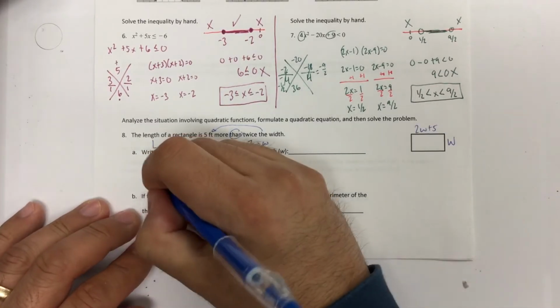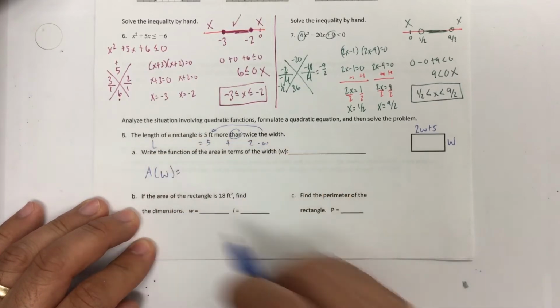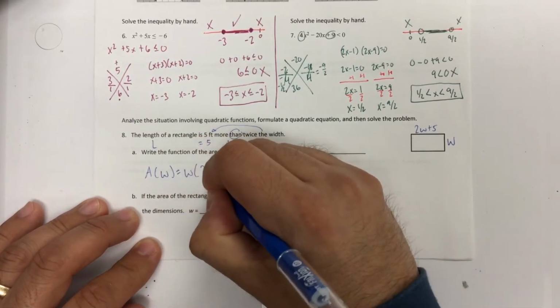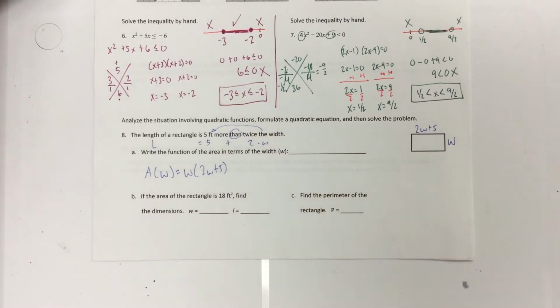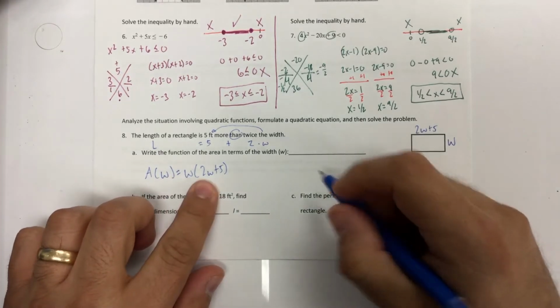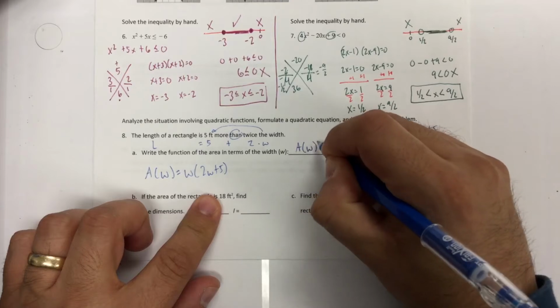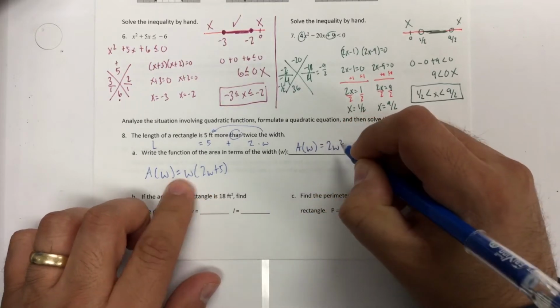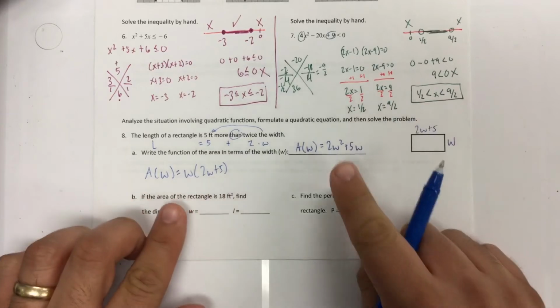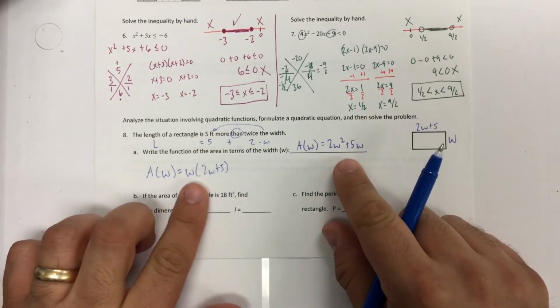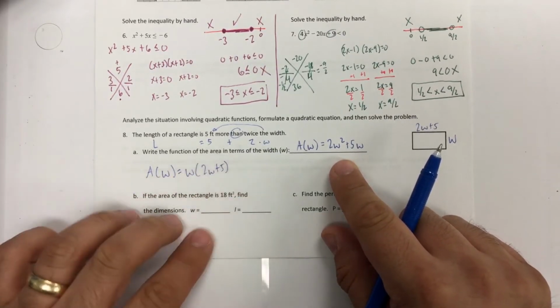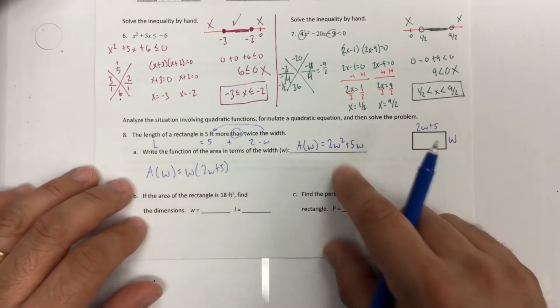Now to find the area, if you recall, we just multiplied length times width, so w times 2w plus 5. And then from here, we're going to distribute it. So w times 2w is 2w squared. And then w times 5 is 5w. Now both equations are acceptable because they are both area in terms of width, but this is the one you need to solve, and this one would be acceptable as well.